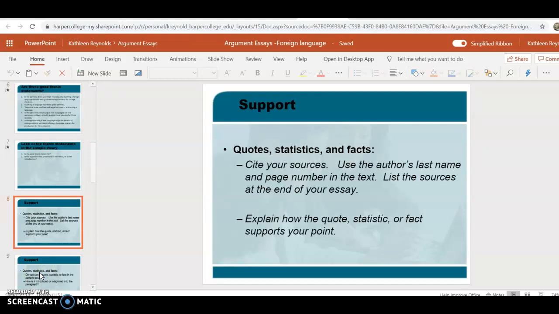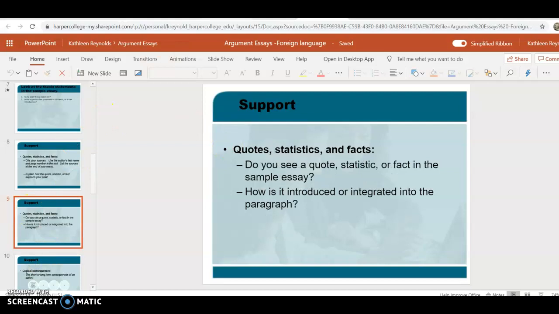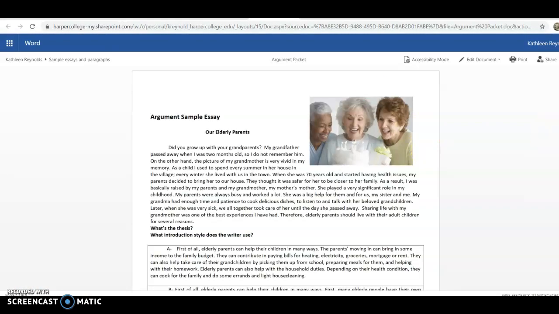So you can see that in an argument essay, one form of support we can definitely use is quotes, statistics, and facts. When we use quotes, statistics, and facts, we always want to cite our sources, like we learned how to do in our last essay. And we always want to explain how our quote, statistic, or fact supports our point. That means after the quote, statistic, or fact, we should either say, "this means that," and explain it, or we could say, "for example," and make a specific example out of the general idea in the quote. So let's go ahead and look at how that is done in the argument sample essay.